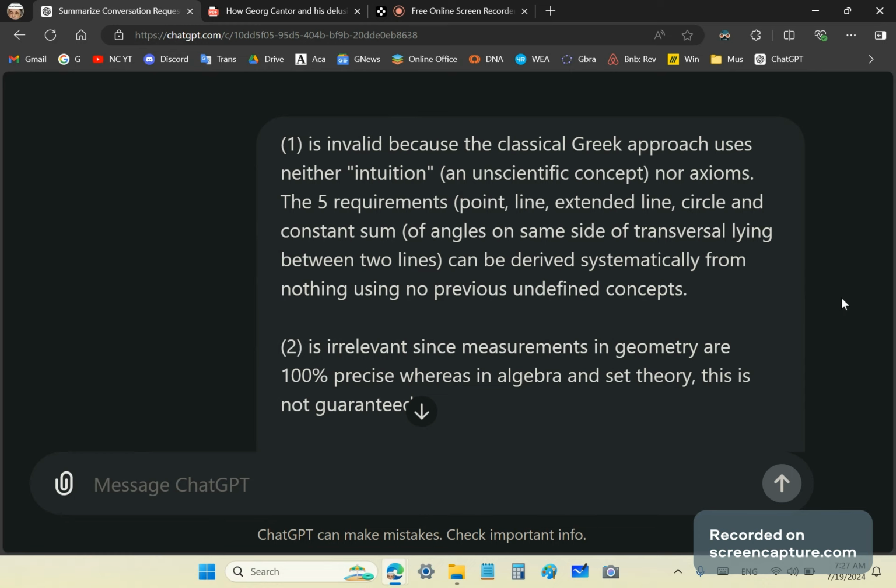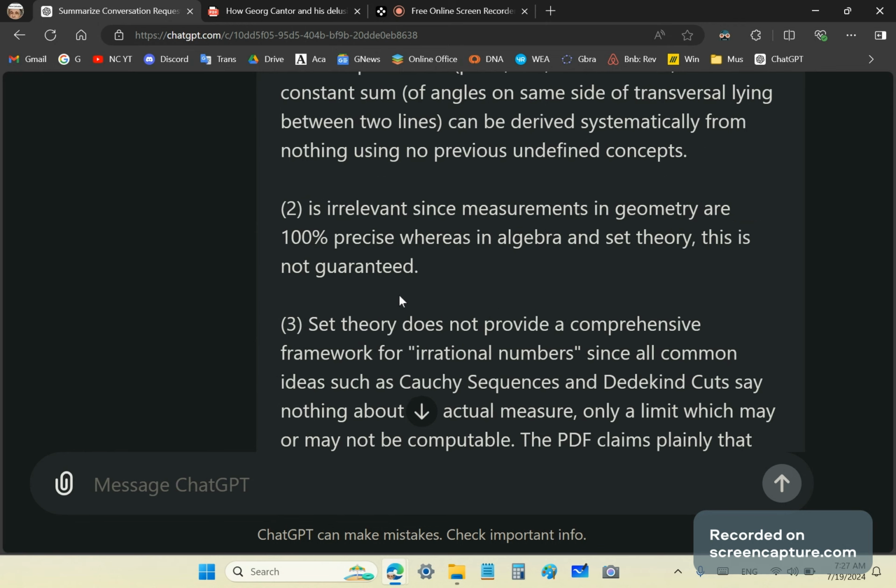So my response, as I've given here, is that one is invalid because a classical approach uses neither intuition, which is an unscientific concept, nor axioms. And the 5 requirements, point, line, extended line, circle, parallel, circle, right angles, and constant sum, can be derived systematically. And I've shown that in the previous link, which again you'll find in the details section.